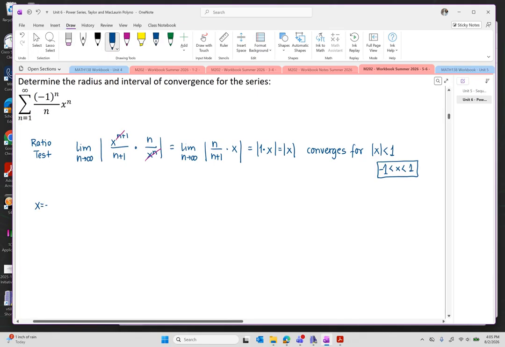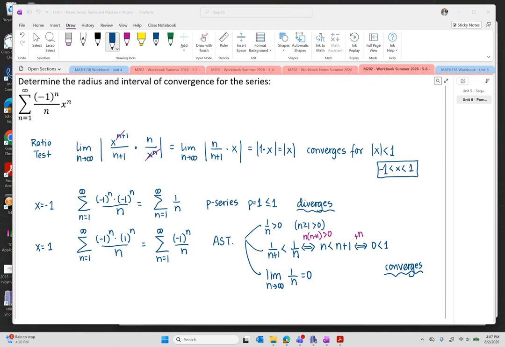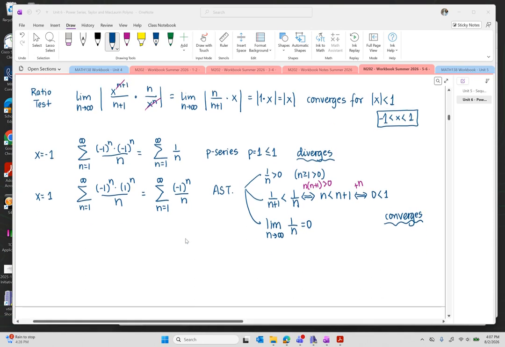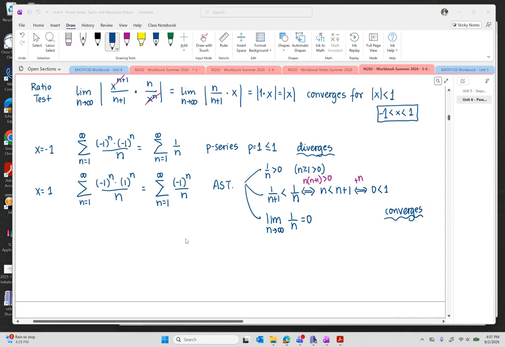So I want to check for x equal to -1 and for x equal to +1, and I'm going to plug it into the series. When x is equal to -1, I get the harmonic series 1 over n. Per our formula packet, it is a p-series with p equal to 1, so it diverges. When x is equal to +1, I get an alternating series, (-1)^n divided by n.